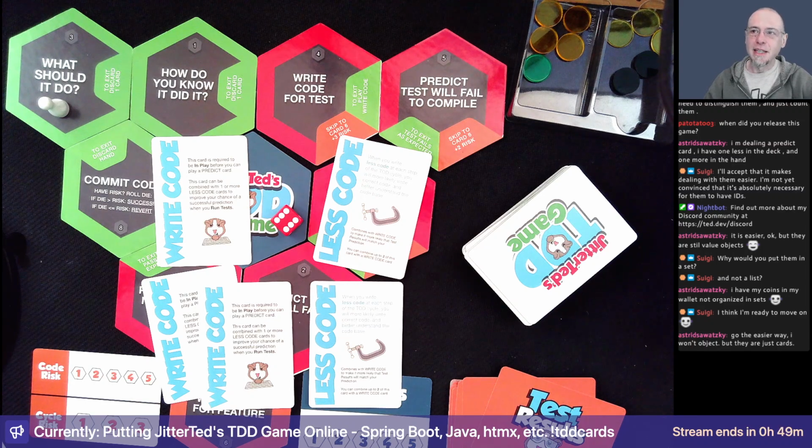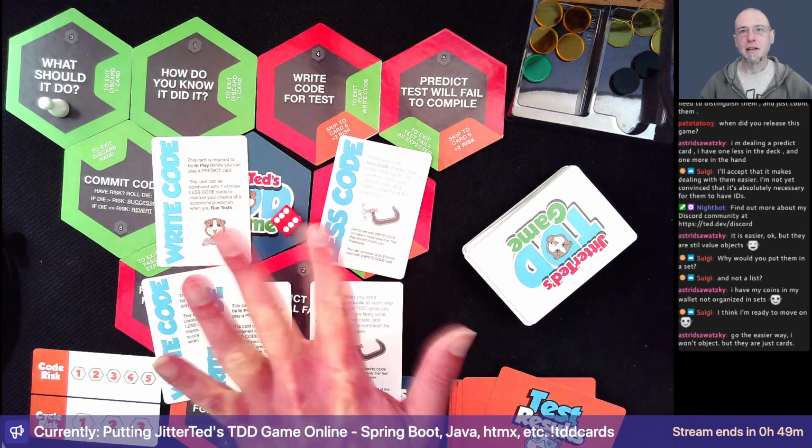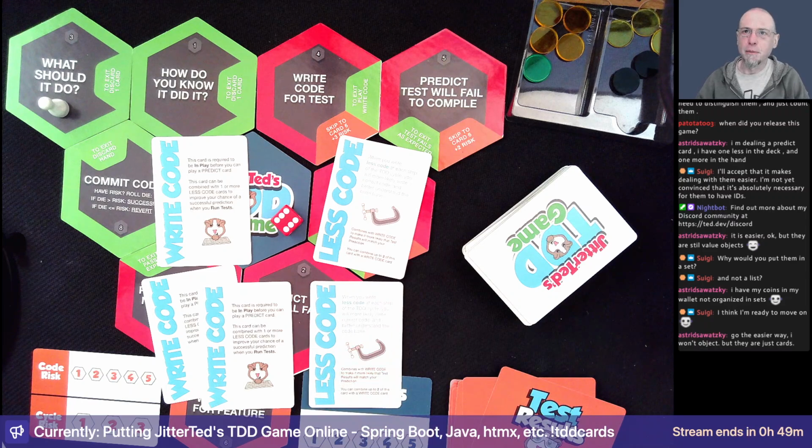Patotato, when did I release this game? So the physical game that you see here was released, I don't know, a couple years ago. If you go to tdd.cards, you can find out more about it.